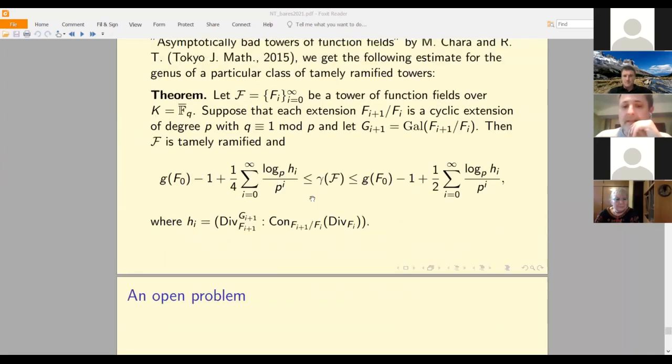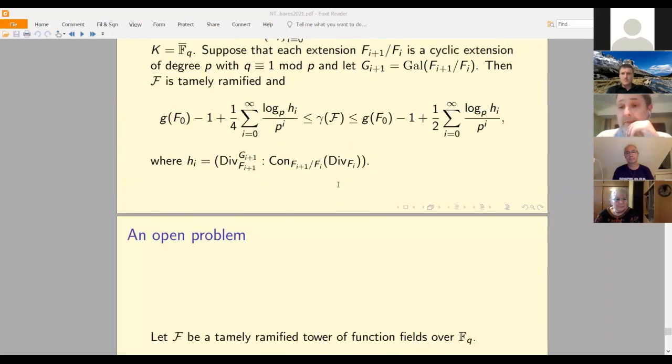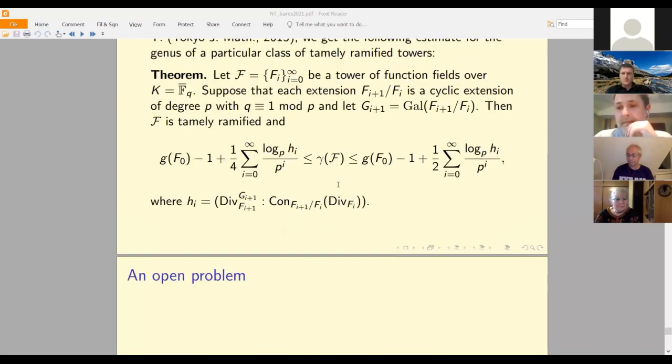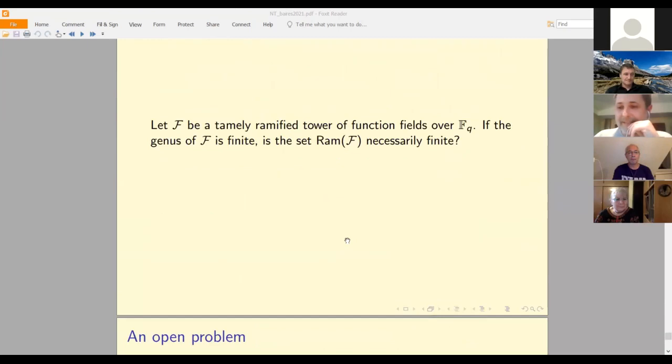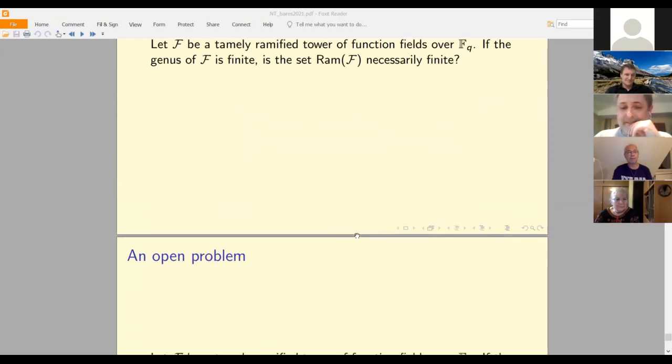Maybe this estimate for the genus of the function field, in the case of a totally ramified tower with this particular kind of extension, a cyclic extension of degree P, allows us to say something about this open problem, but I don't know what to do yet with this expression here. Maybe in some years I can say something, or find a student who can say something about this index. So, well, that's all I wanted to say. Thank you very much.